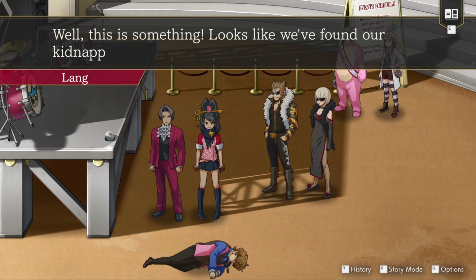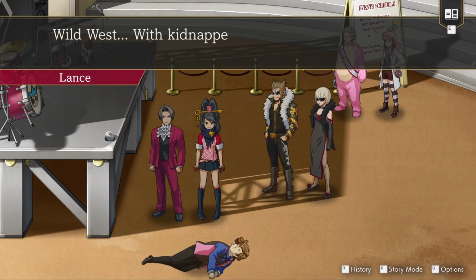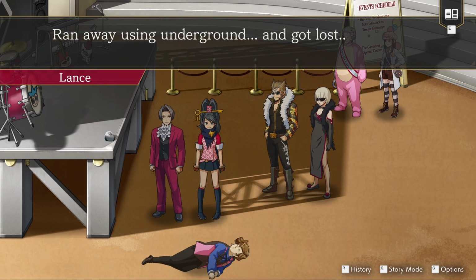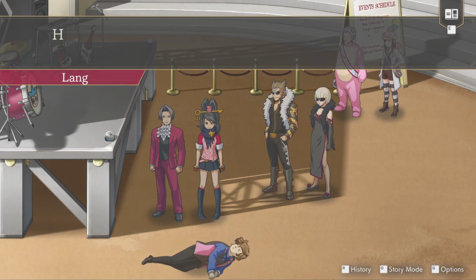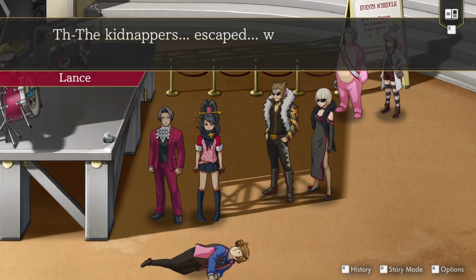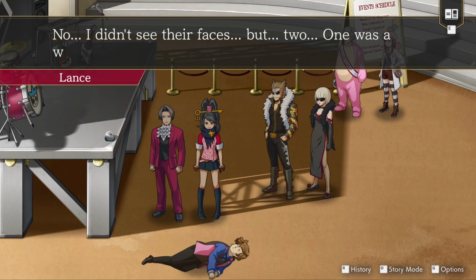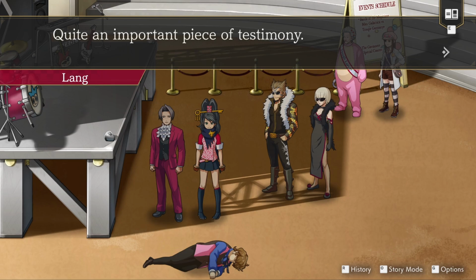Well, this is something. Looks like we found our kidnapping victim. Where were you all this time? He was in the room next to the one I was held in. Ran away underground and got lost. The kidnappers. What is it? I can't understand what you're trying to say. The kidnappers escaped wearing costumes. Did you see the faces of your kidnappers? Did it look like Officer Meekins? No, I didn't see their faces. But one was a woman. A woman? Quite an important piece of testimony.